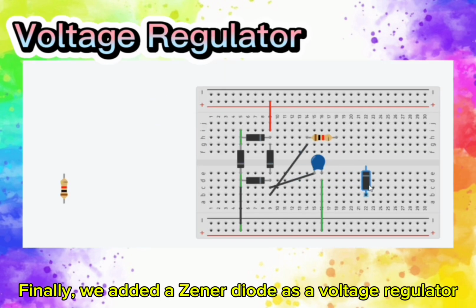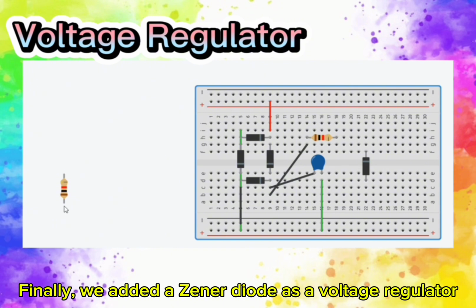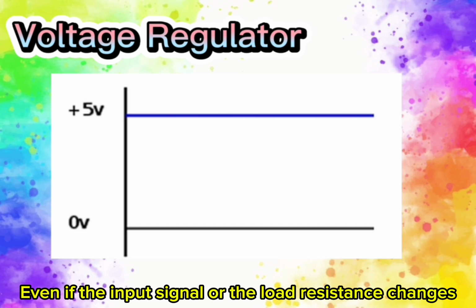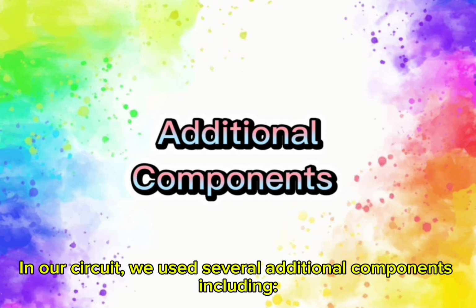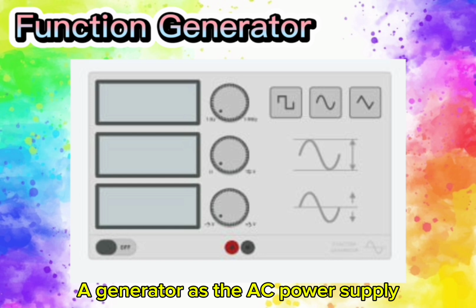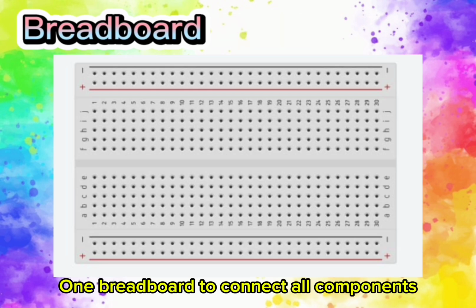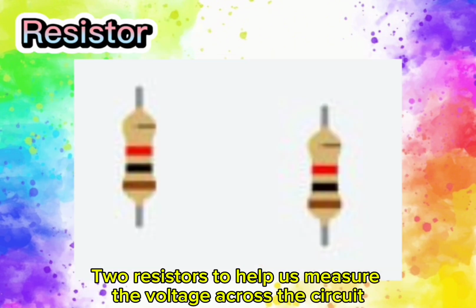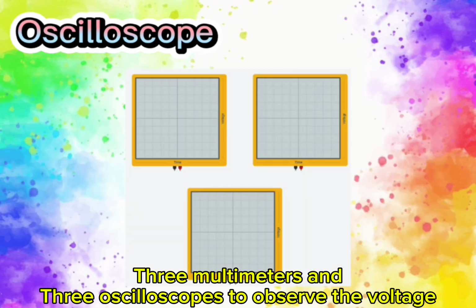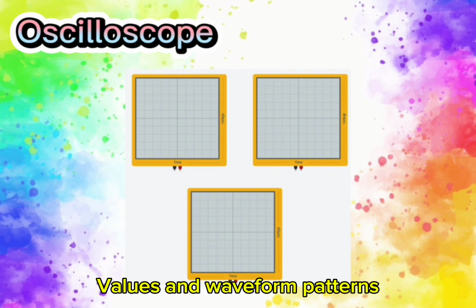Finally, we added a Zener diode as a voltage regulator. A Zener diode can maintain a constant DC voltage even if the input signal or the load resistor changes. In our circuit, we use several additional components including a generator as the AC power supply, one breadboard to connect all components, 2 resistors to help us measure the voltage across the circuit, 3 multimeters and 3 oscilloscopes to observe the voltage value and waveform patterns.